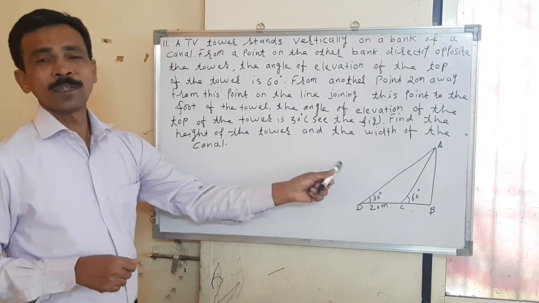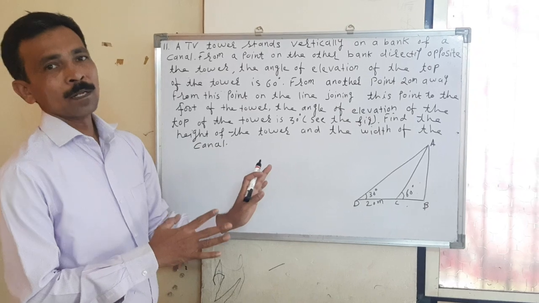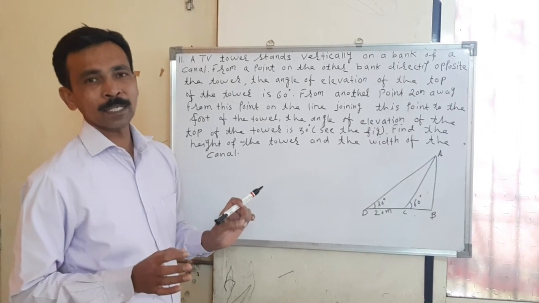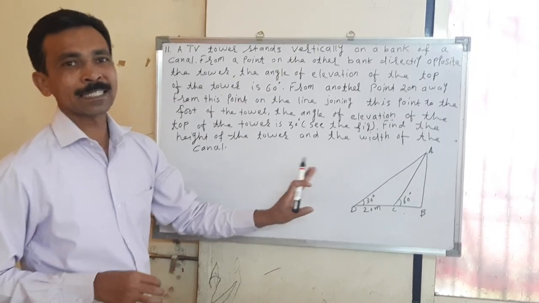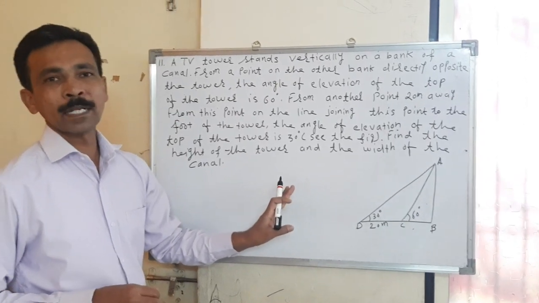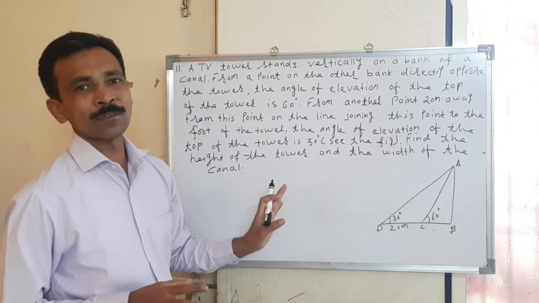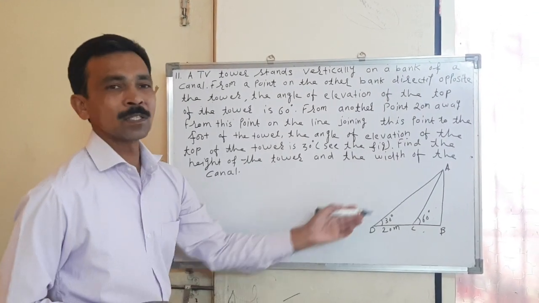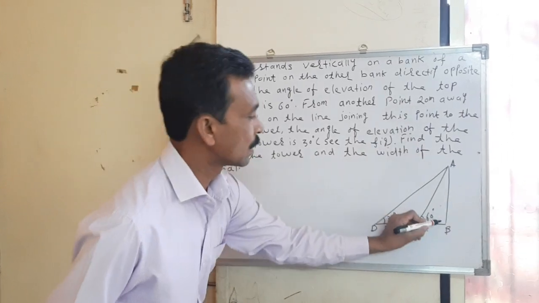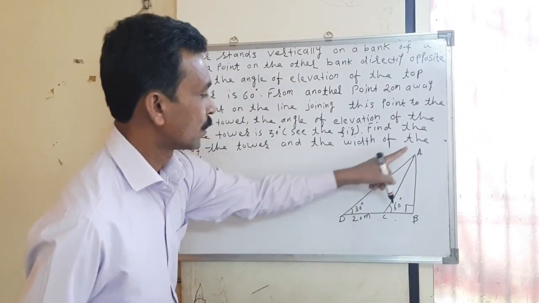In this sum, the figure is already given. But it happens in very rare cases that you get the figure with the example. This is an exceptional case. Otherwise, in board exams, you have to draw the figure using the instructions and information of the example. The figure is already given. This is 90 degrees, right?